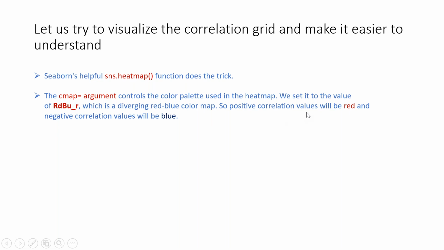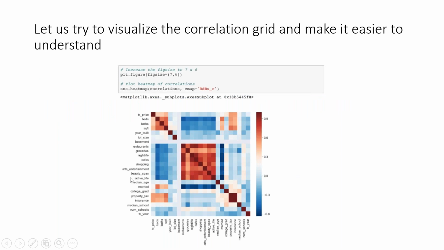So positive correlation values will be red. If you want to use color coding to understand the graph, positive correlation is red, and negative correlation values will be in blue. When you do that, you will get something like this. So do this code. Hope you are able to see this.